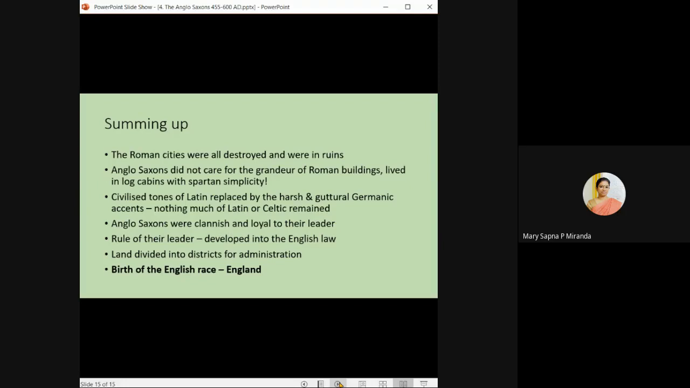And what kind of people were they? These Anglo-Saxons were very clannish, very loyal to their leader, and they stuck to each other. They believed in sticking together as a clan, as a tribe, and they gave a lot of respect to their leader. So the rule of their leader was the law. Later, we'll see how these different laws developed into the English law that we know today. And when they settled, they divided land into districts for administration. So slowly you can see how the seeds of administration were being laid during the time of the Anglo-Saxons.